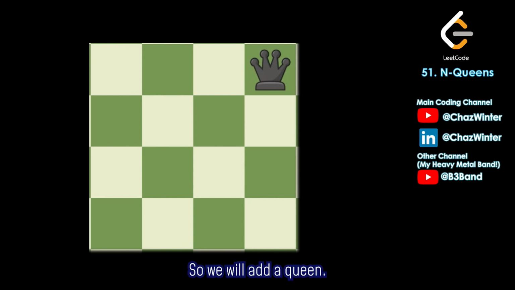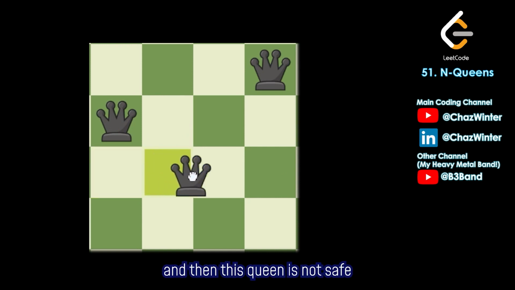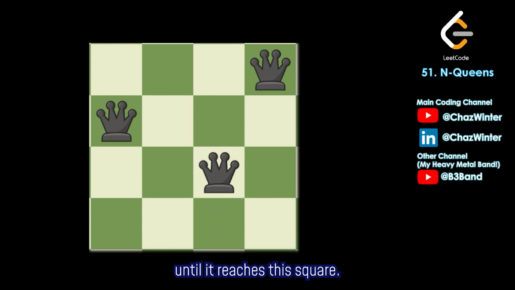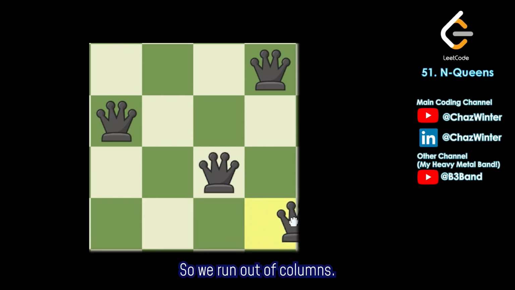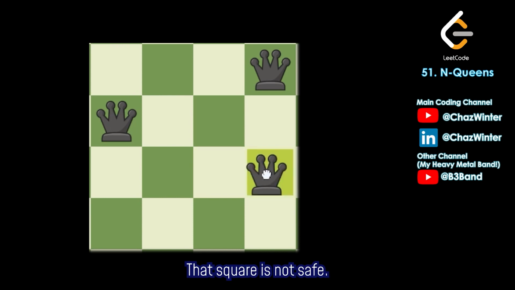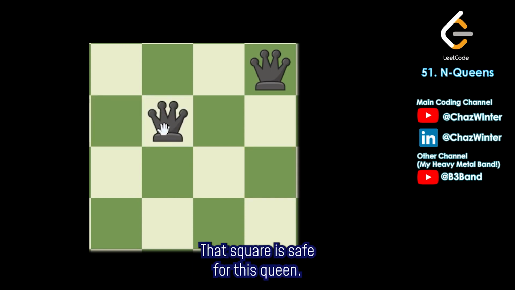That square is safe, so we will add a queen. That square is safe, so we'll add another queen, and then this queen is not safe until it reaches this square. And then we go to the 4th row, and then none of these squares are safe. So we run out of columns. So let's backtrack. That square is not safe. We run out of columns again. We backtrack again. That square is safe for this queen.